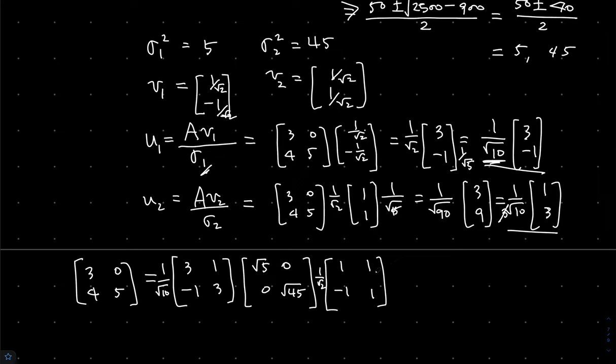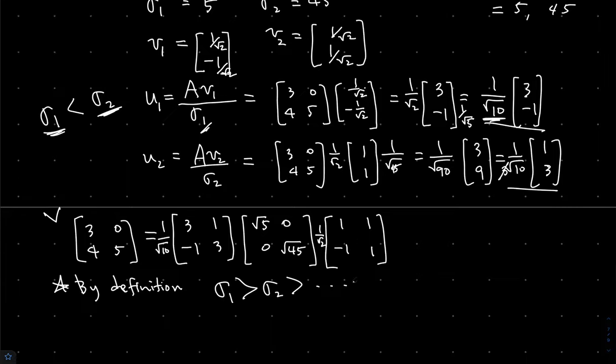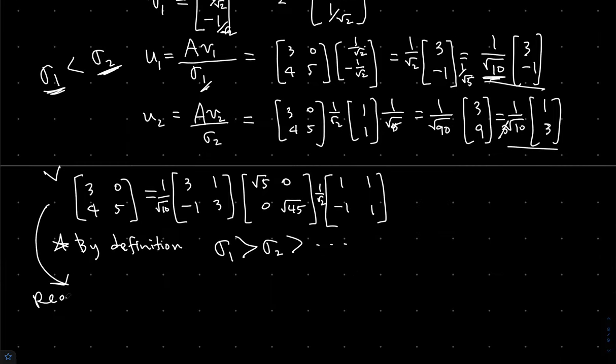Now here, I've made a mistake. What is my mistake? The second singular value is larger than the first singular value. But a key point is, by definition, we define the singular values so that the first is larger than the second, and so forth. So we need to rearrange this. Let's rearrange this. Sorry for my spelling. Rearrange.